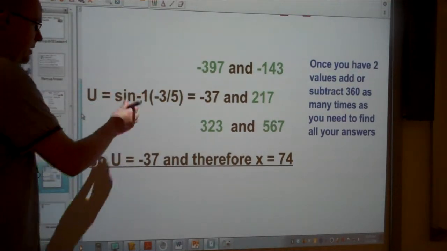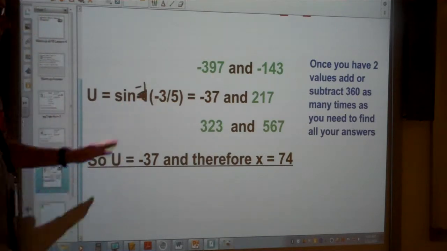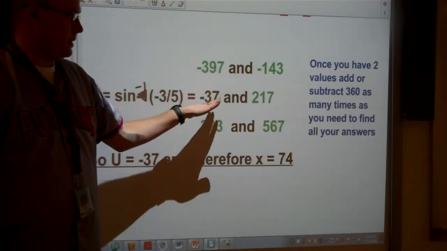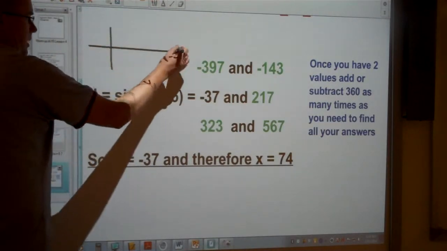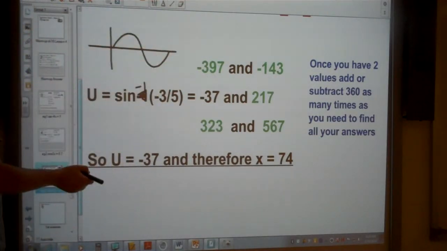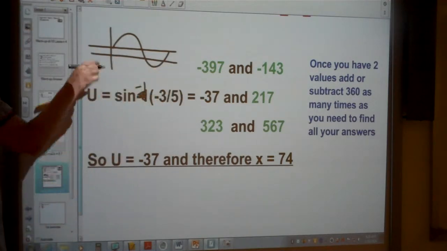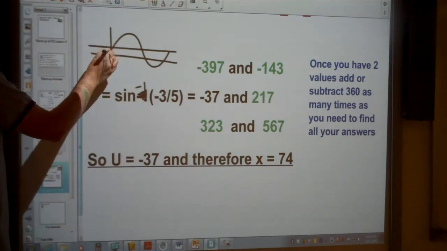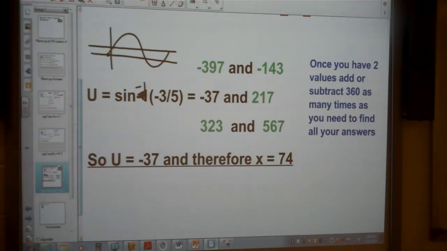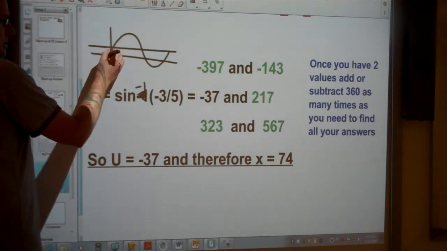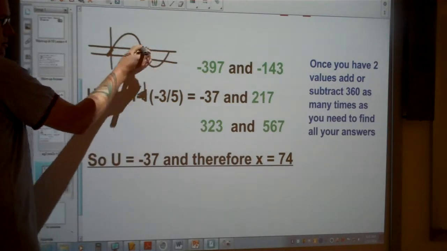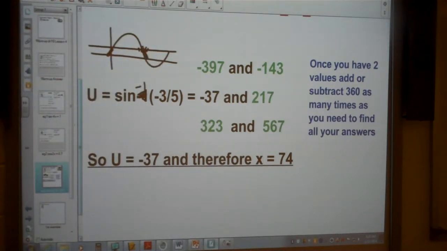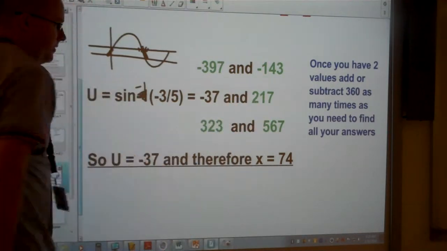So I did inverse sine of negative 3/5, and I got negative 37. Now I've got to try and find my other answer as well, so this is where that picture comes in helpful. This is what sine looks like. Here's my negative 3/5 below the axis, and what we actually got, our principal value, is this value here. So we know this is 37 degrees away from 0. We know this point is 180, so this point here must be 37 degrees to the right of 180, greater than 180. So that's where I got 217 from.